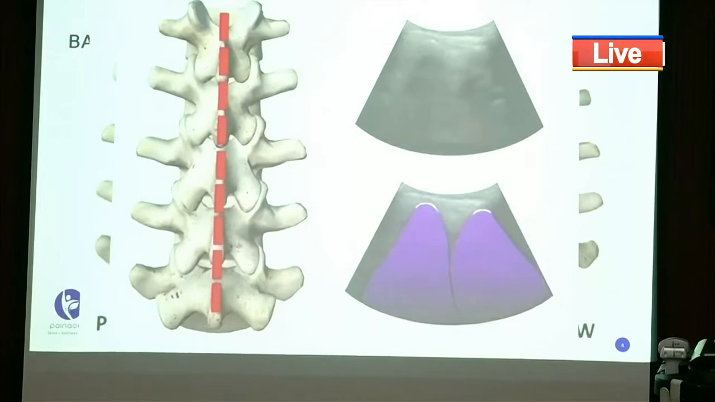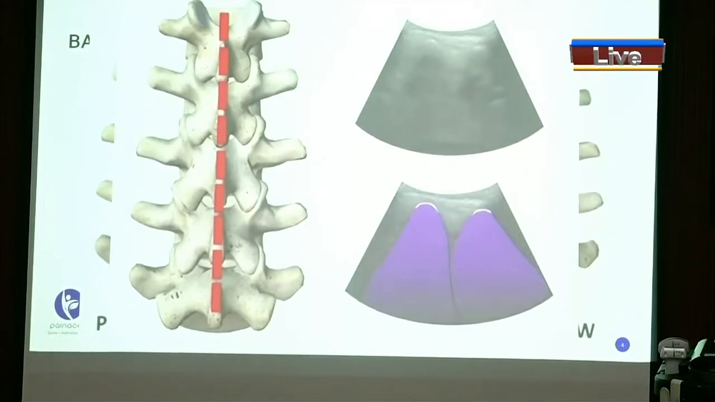Now we come to the views. There are two types of views which we will require for understanding the spine ultrasound. First view is the longitudinal view. In the longitudinal view, we have different positions of the probe on the basis of which we get different pictures. And the key here is to start in a particular fashion.